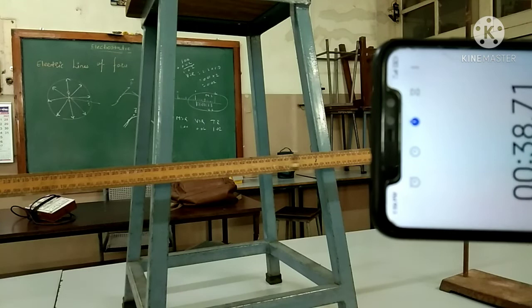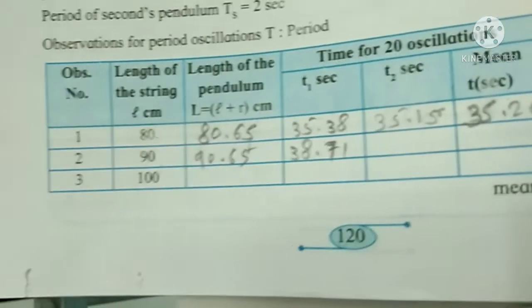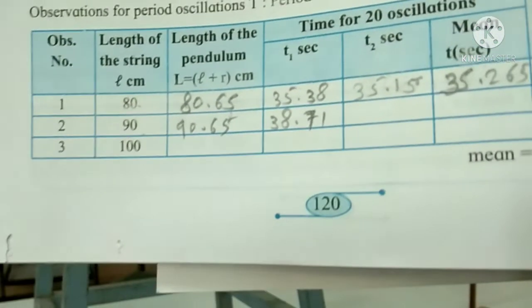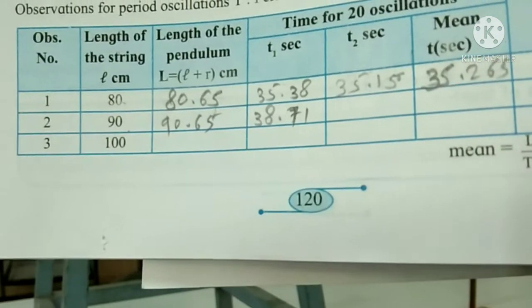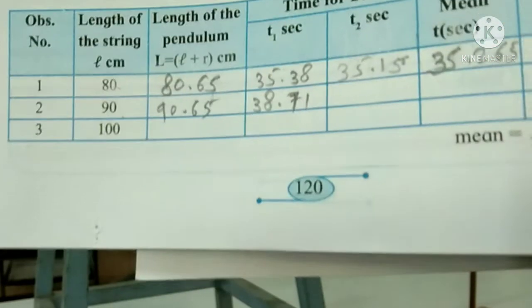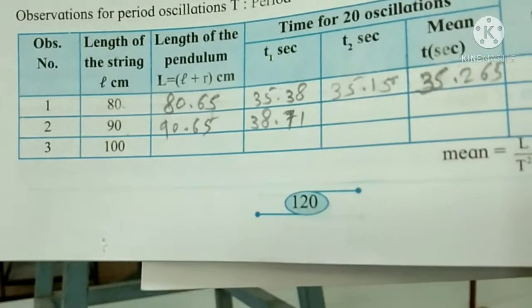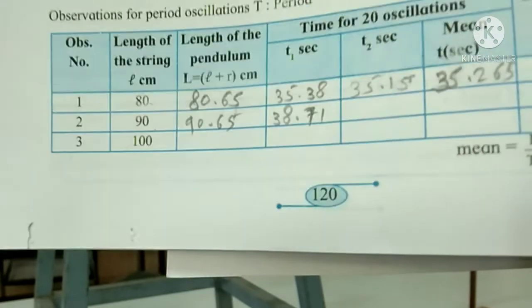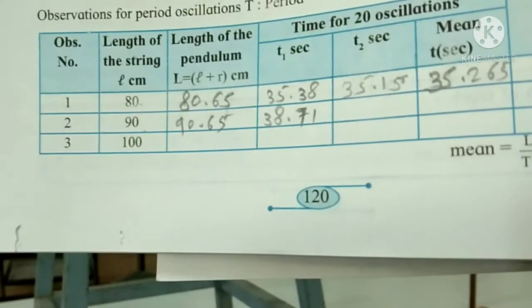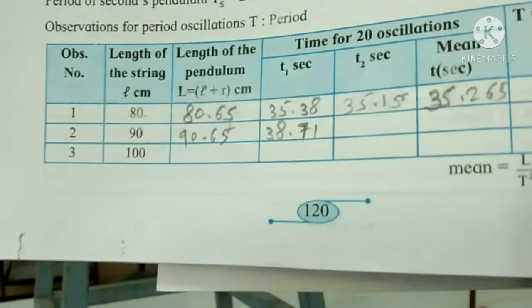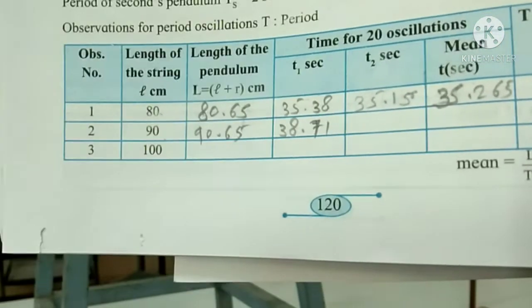Now we want to write that down. See here, the time for 20 oscillations when the length of the string is 90 is 38.71 seconds. So this will be the time for 20 oscillations for the first set. Now for the second set.